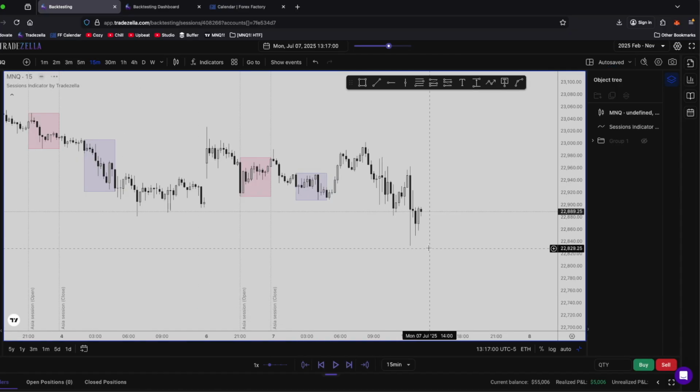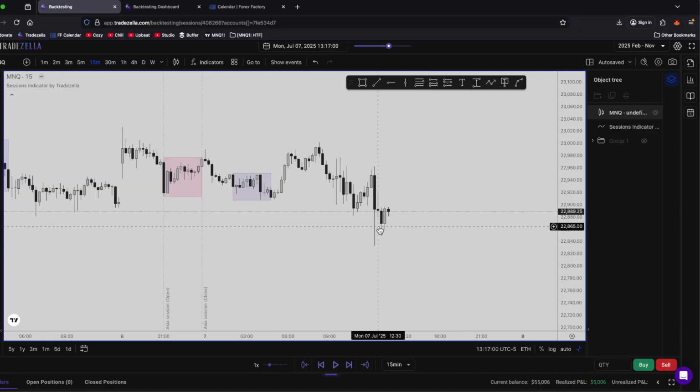The 15-minute chart here shows C2 closures. So C1, C2, C1, C2 candle.